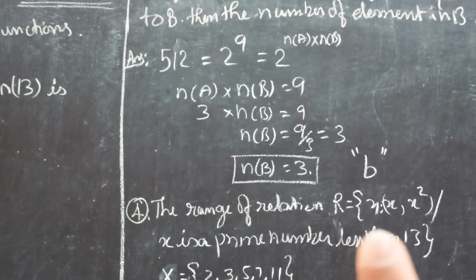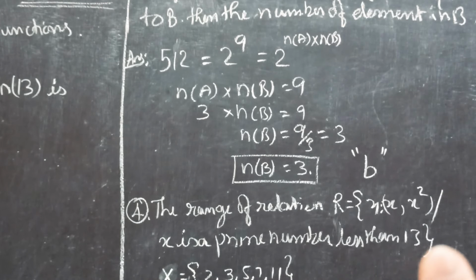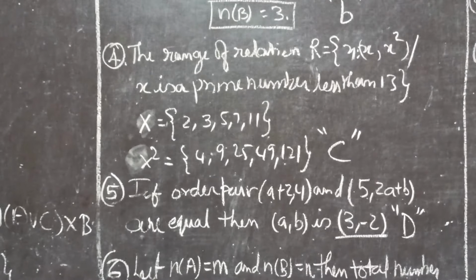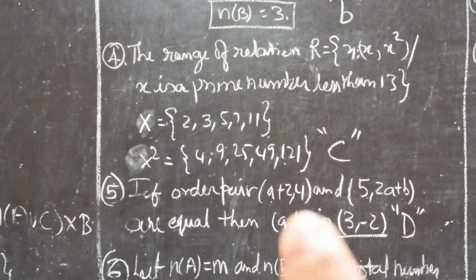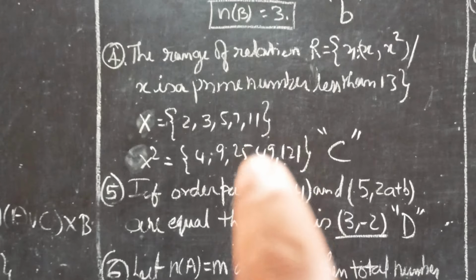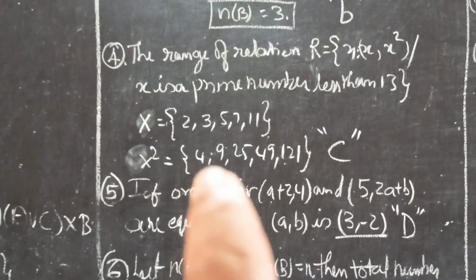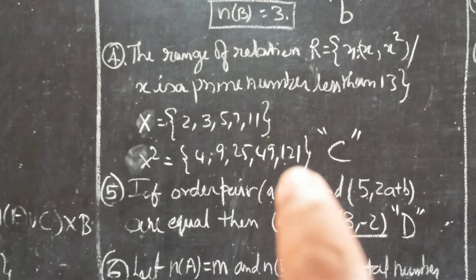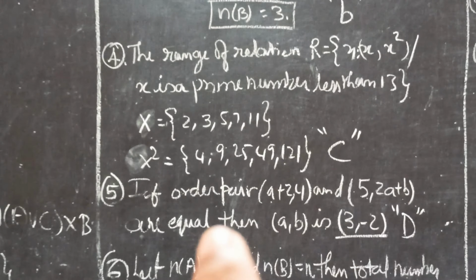The range of the relation is this: x is a prime number less than 13. So x is a prime number less than 13. So x is written as 2, 3, 5, 7, 11. So x square is equal to 4, 9, 25, 49 and 121. So the option given is C.